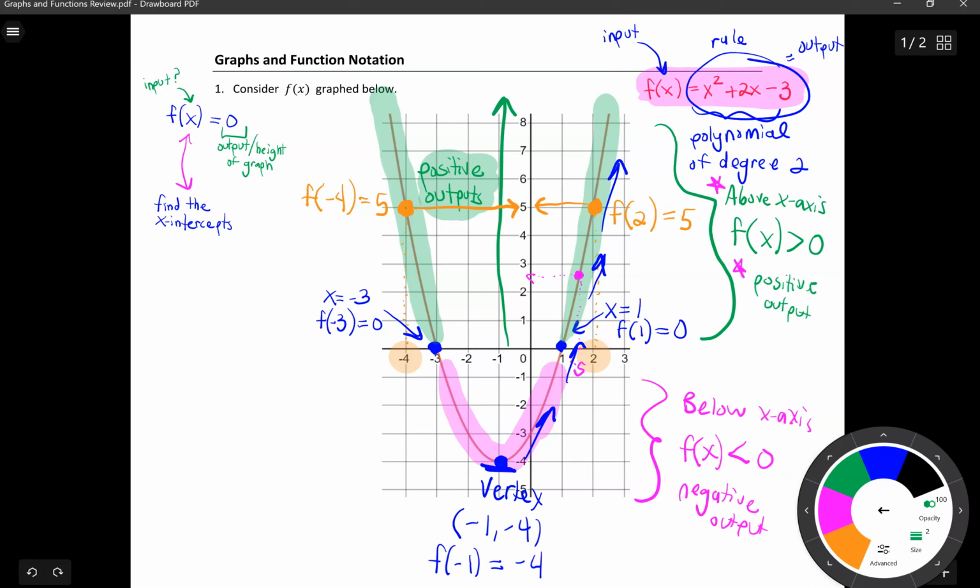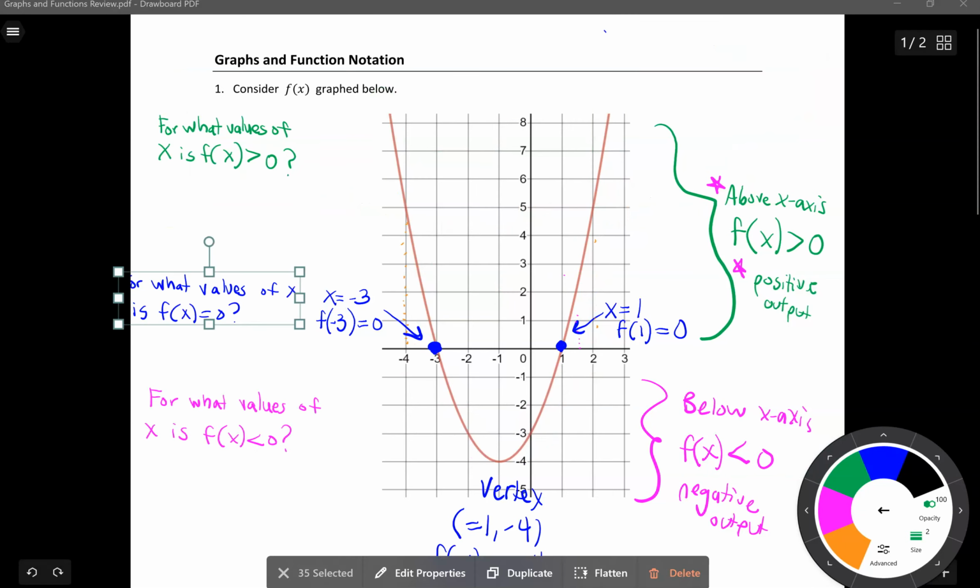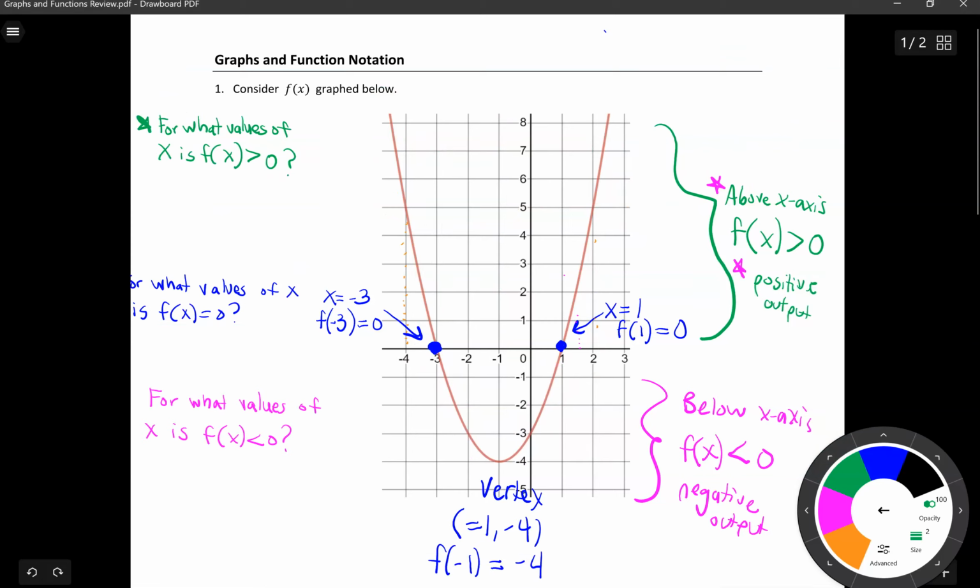So if I wanted to know, okay, wait, let's start up here. If I wanted to know for what values of x is f of x greater than 0? For what values of x is f of x greater than 0? Again, that's the regions where the outputs are above the x-axis. That's where my outputs are greater than 0, where they're positive. So I would answer that by saying, okay, where is that happening?